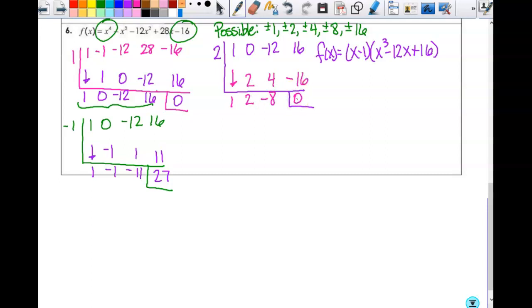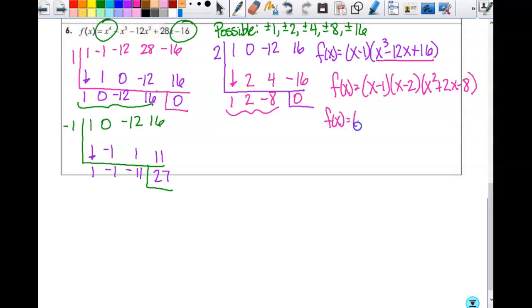All right, so what does that mean about 2? 2 is a 0, so your factor is what? X minus 2. So f of x is equal to, we still have this x minus 1, right? But we have now factored this part into x minus 2 times this right here, which is x squared plus 2x minus 8. Now, do you think you can factor this part? Yes, because even if you didn't want to factor, you could still go through and keep testing, but I suggest you factor. So go ahead and factor that. Let's get it fully factored.